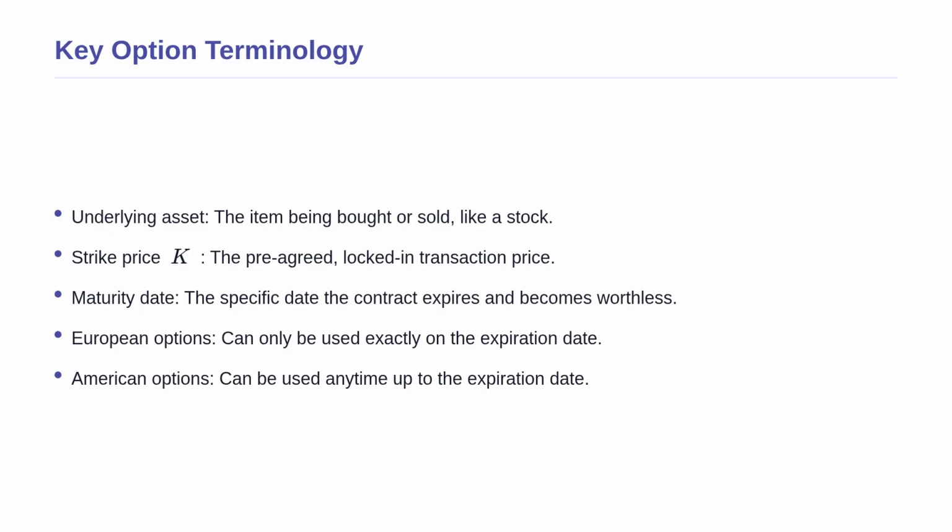The contract does not last forever. It has a maturity date when it expires. Finally, there are two main styles. European options, which can only be used exactly on the expiration date, and American options, which offer the flexibility to be used any time before they expire.